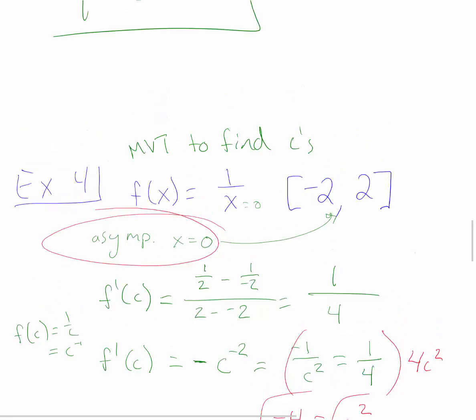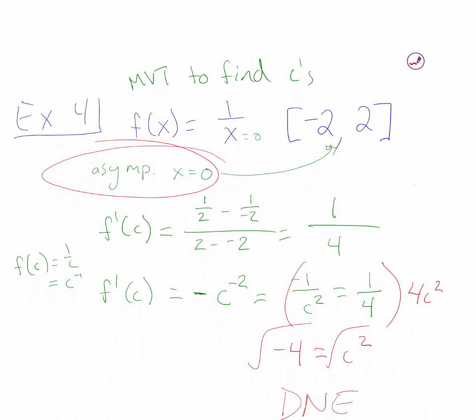Now, if the interval was different, say the interval was positive 2 to 6, well, now the asymptote's not in there. So you should get an answer if you did between positive 2 and 6. I'll let you guys do that on your own because this video is getting a little bit long.